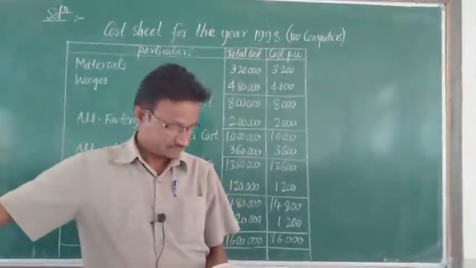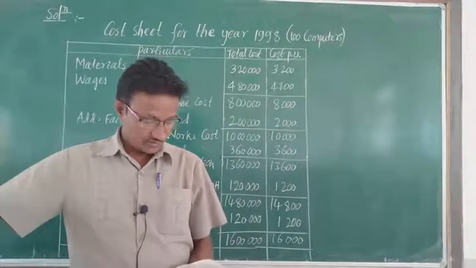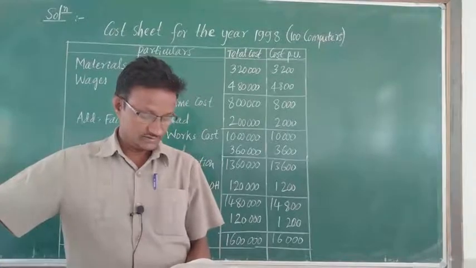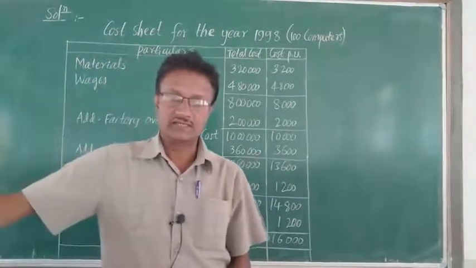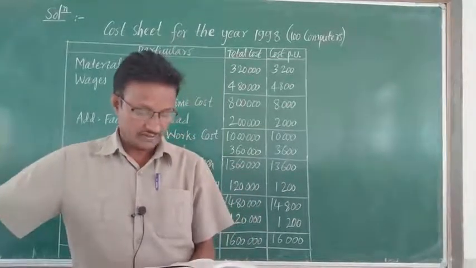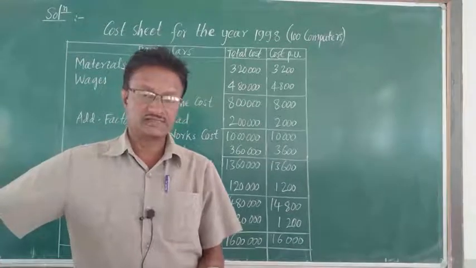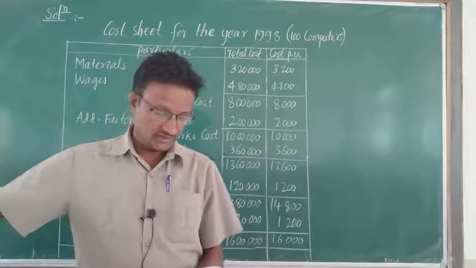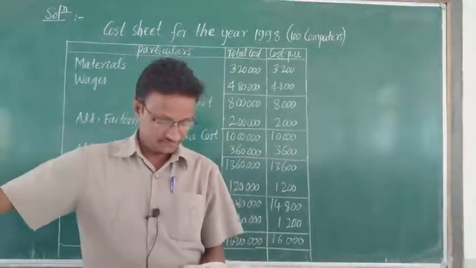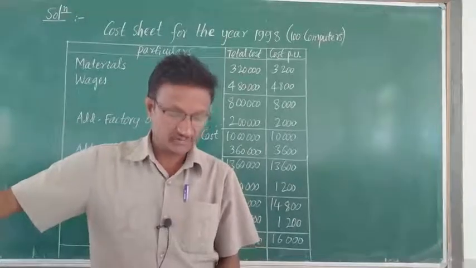1998. The information given is: materials cost 3,20,000, wages 4,80,000, factory overheads 2 lakh rupees, office overheads 3,60,000, selling and distribution overheads 1,20,000, and sales 16 lakh rupees.